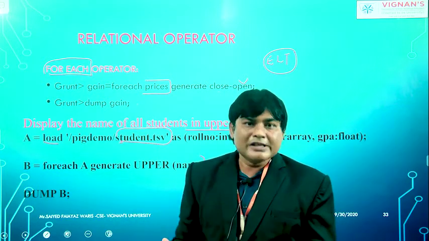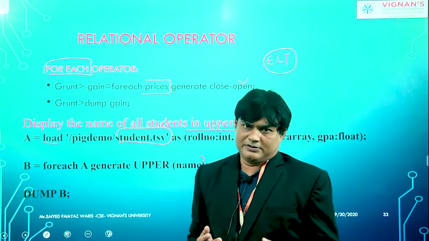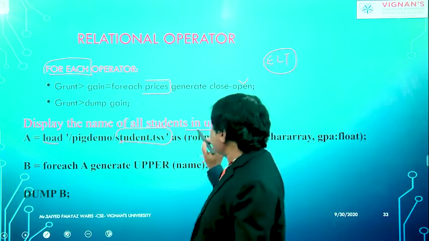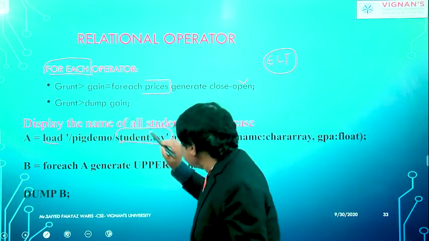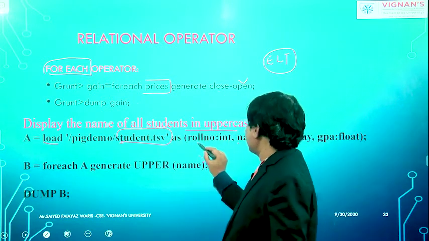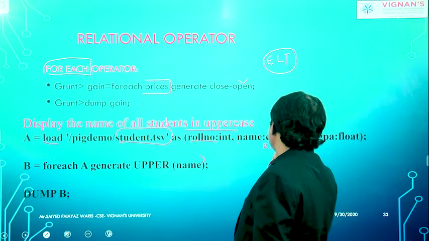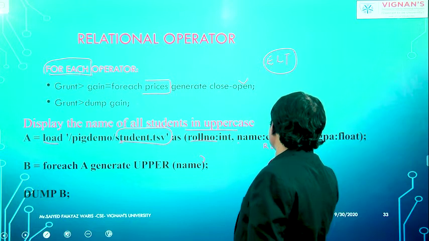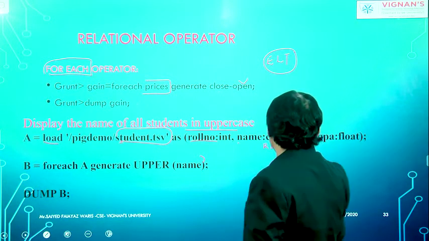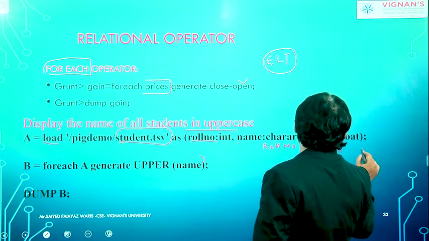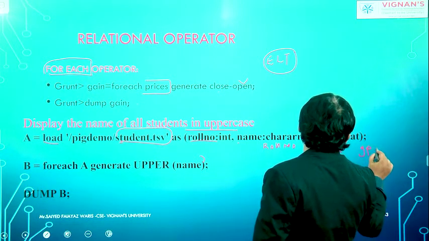So there is no need of using PigStorage. Here you are also defining some schema. This student file contains roll numbers, which should be integers, then a name, which should be chararray, and GPA, which should be floating point.